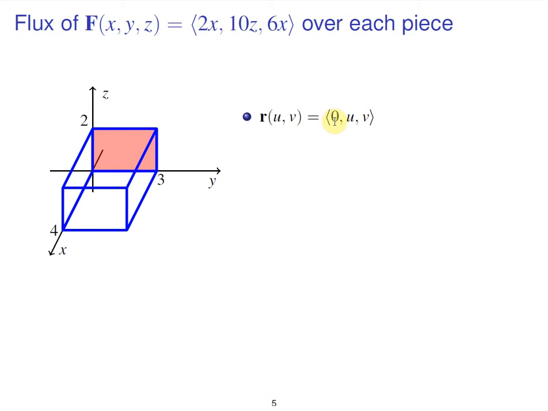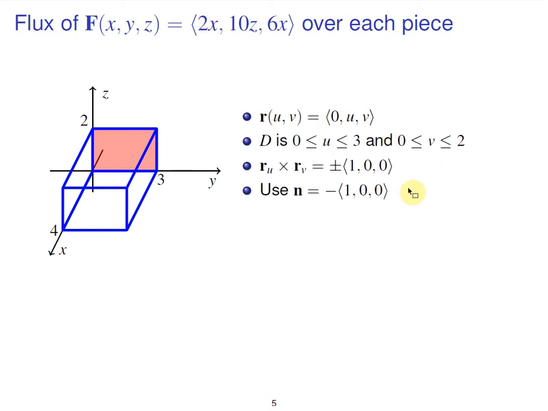For the surface on the back, the parameterization is a little different. Earlier we had a 4 here, now we have a 0. Otherwise, a lot of this stuff is the same, except now we need the negative vector for the outward normal.